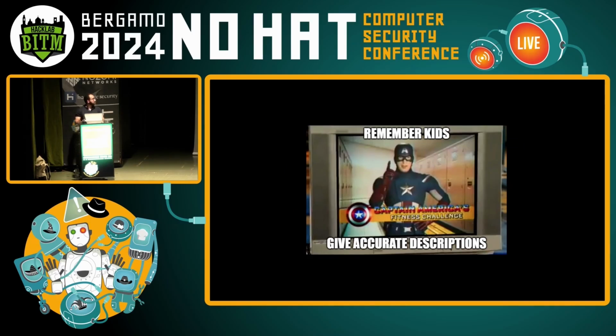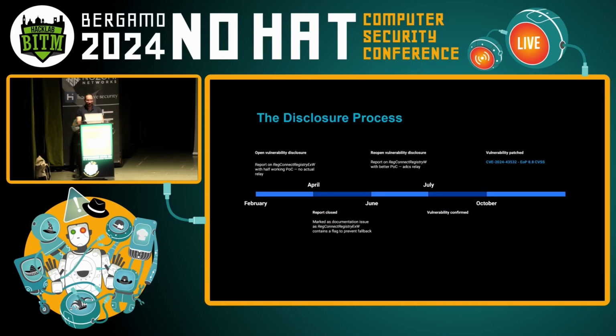Now let's talk briefly about the disclosure process. And remember, kids, give accurate descriptions, because it took me half a year to get the CVE accepted and even a bit more to get it patched. Because I initially opened the disclosure in February this year, and I said it's on RegistryX, and I gave them only a half-working POC without ADCS, and they said, yeah, it's not an issue. RegistryX has a flag that prevents fallback. We're going to update documentation, that's it.